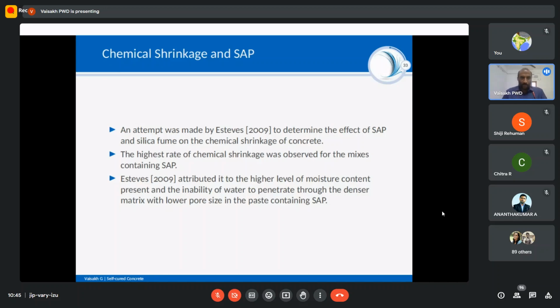Research was done by many people in reducing the shrinkage. So studies were done for studying the effect of SAP and silica fume. So the chemical shrinkage is observed to be more when mixes containing SAP are tested. This is due to the inability of water to penetrate through the denser matrix with lower pore size that is created using SAP.